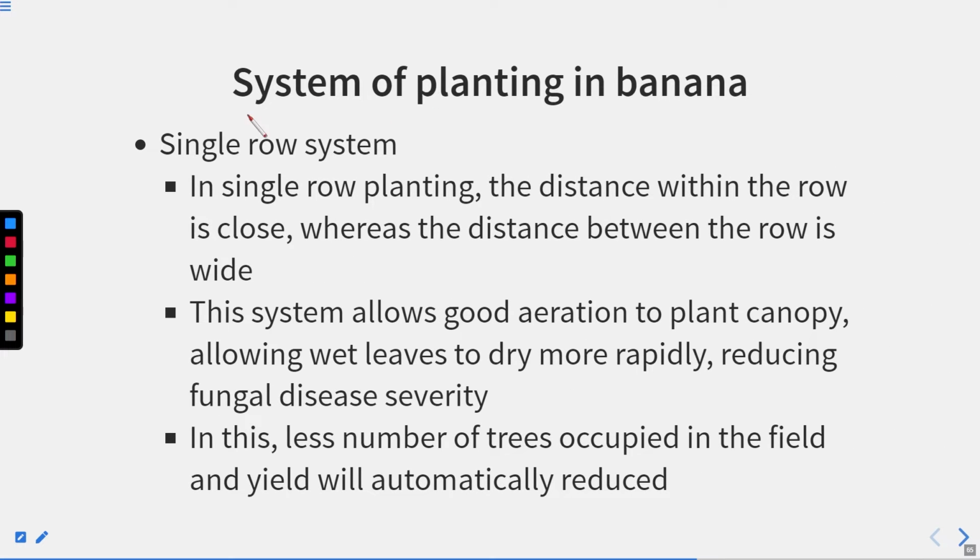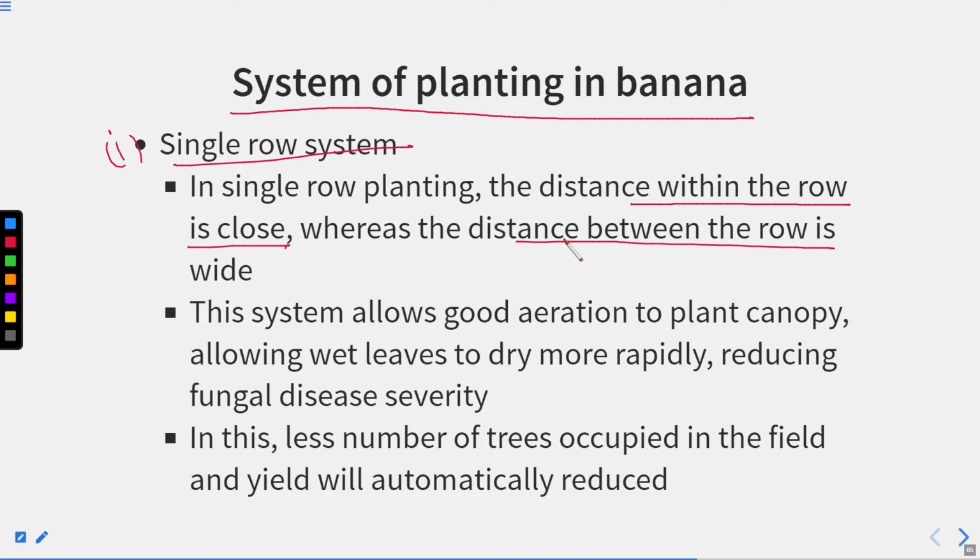Now, system of planting in banana. There are many different types of systems of planting in banana. So the first one is the single row system, meaning we are planting the banana in one single row. In single row planting, the distance within the row is very close, whereas the distance between the rows is wide. This system allows good aeration to the plant canopy and allows wet leaves to dry more rapidly, reducing fungal disease severity. So suppose these are the plants in one single row, but we are keeping more distance between the two rows.